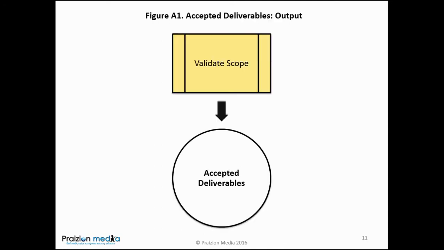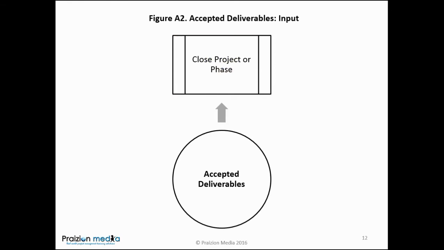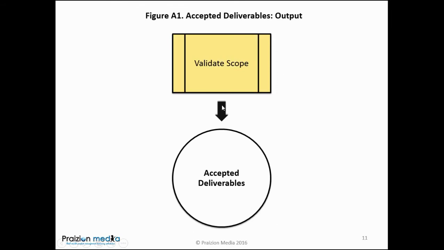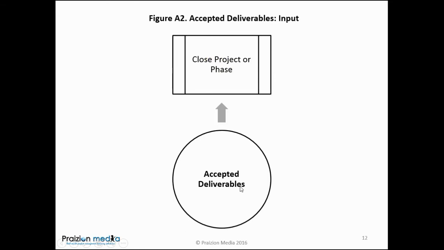Do you see that? Output from validate scope. First of all, understand where it came from, and then know where it's going, the input. If you can make that mental connection between the process validate scope and its output, accepted deliverables, and then again accepted deliverables as an input to close project or phase, you are making those connections that are going to give you a huge payoff ultimately on your test. Because it's not enough to know the definitions, you also need to know the connection points and inflows.